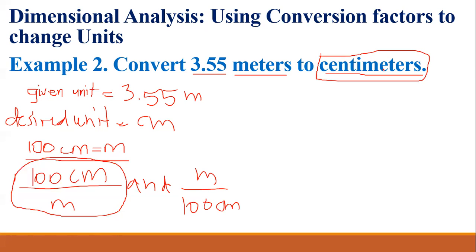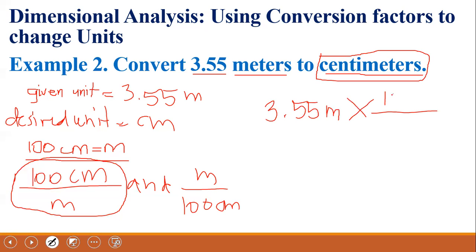Alright? So, why does this process work? Here, let's write it first. 3.55 meters times, I said the one on the left is the conversion factor we will use, which is 100 centimeters over meter. Here. So, why does this process work? Why does this process work?